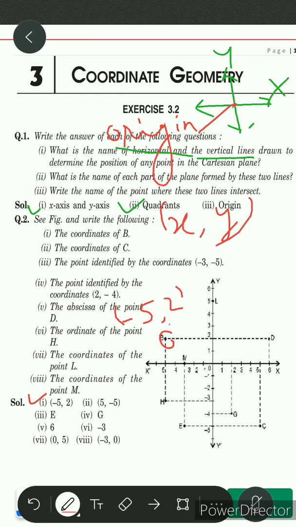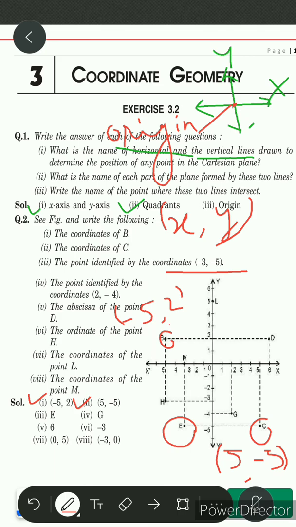The coordinate of point C. Locate where is your C. Clearly you can see that x value is 5 and y value is -5. So the answer is (5, -5). Third part. The point identified by the coordinate (-3, -5). Where is your x-axis -3? Yes. And -5. Clearly it is represented by point E.